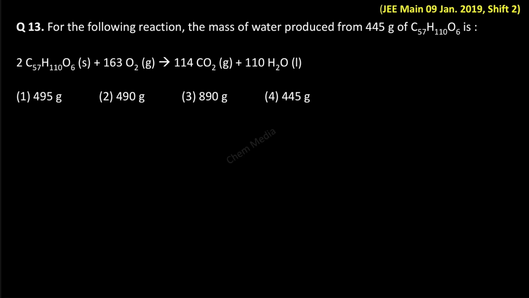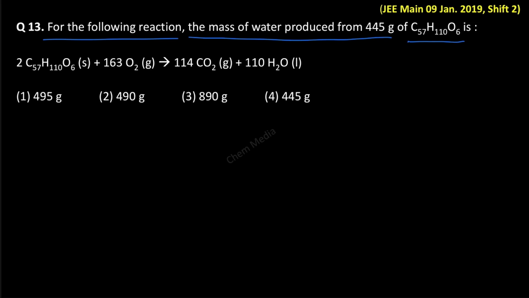Hello everyone, here is a question based on mole concept and stoichiometry. For the following reaction, the mass of water produced from 445 gram of C57H110O6 is how much? For this question, many students have a doubt whether we need to calculate the limiting reagent or not. There is no need to calculate limiting reagent because there is no limiting reagent here.